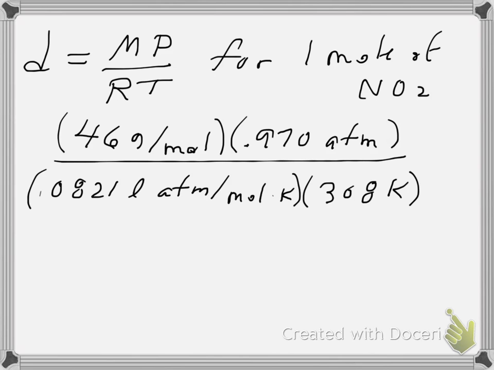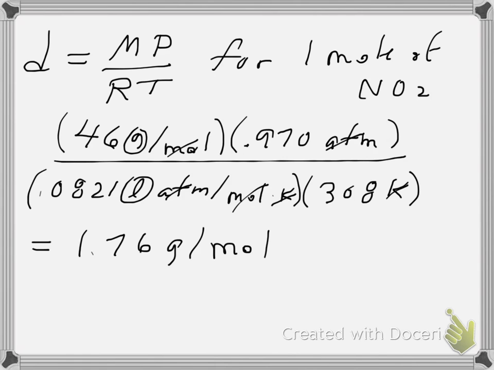So when I turn this, the kelvins are going to cancel here, and then grams per mole, and then this mole here is on the bottom, so this is going to cancel. And then atmospheres here and atmospheres here is going to cancel. So notice what we're left with is going to be grams per liter. If I multiply those out, we get about 1.76 grams per liter to 3 significant figures.